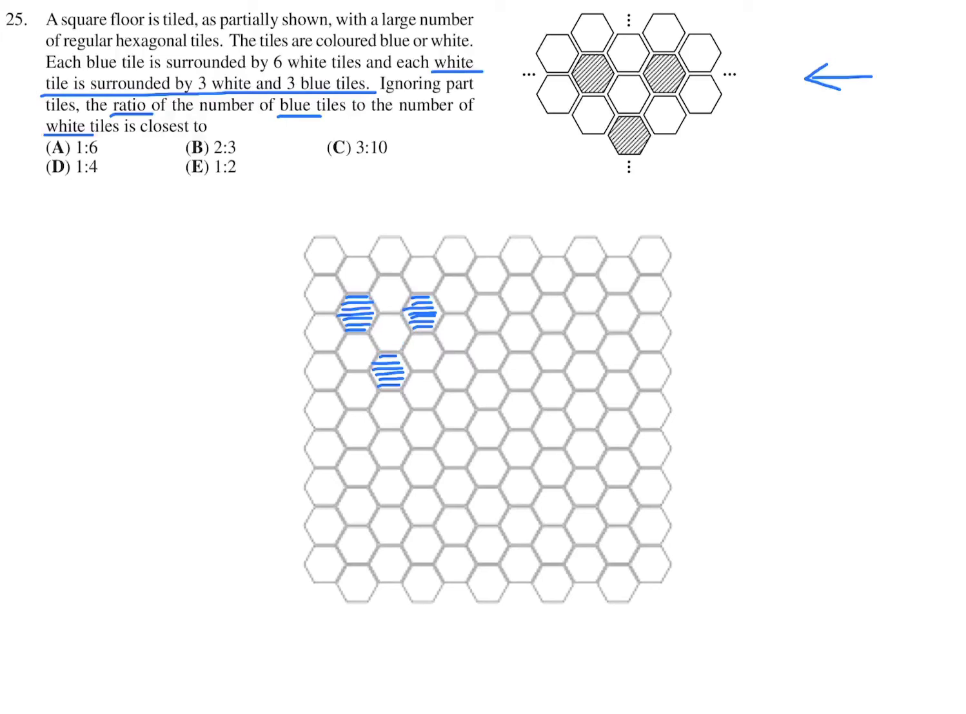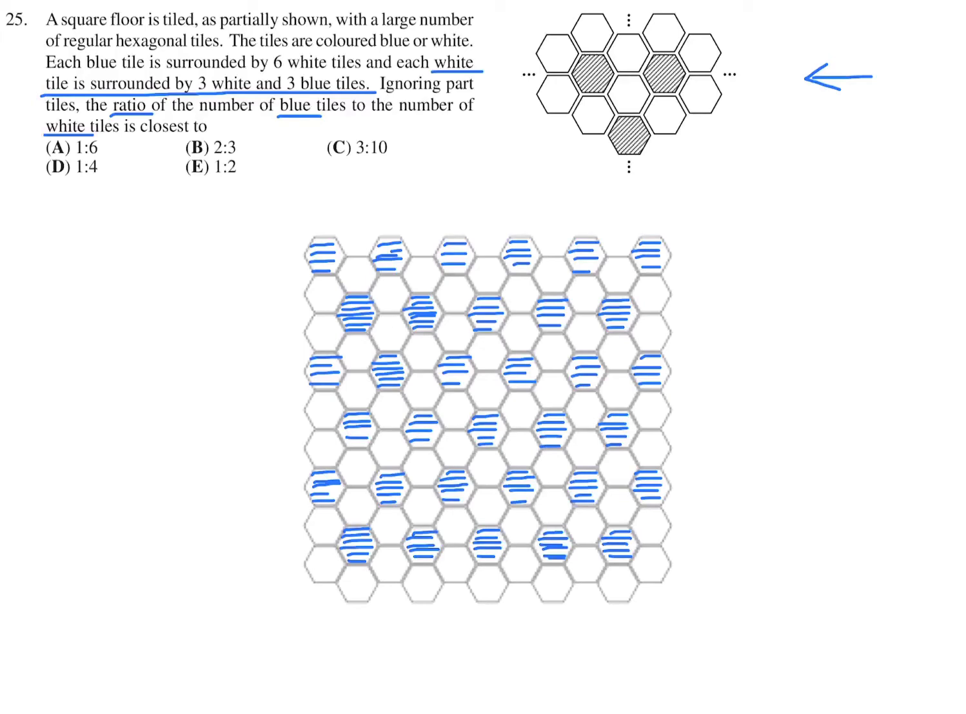And it looks like it is. And is it surrounded by 3 white? And it looks like it is. So this type of pattern will fit our conditions of the question. And if you keep circling or shading in blue to meet the requirements as we have, we should get a pretty good understanding of the ratio between white and blue.